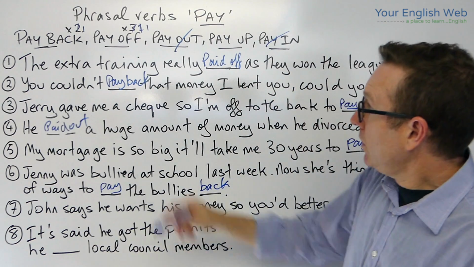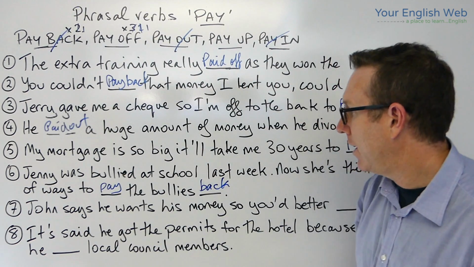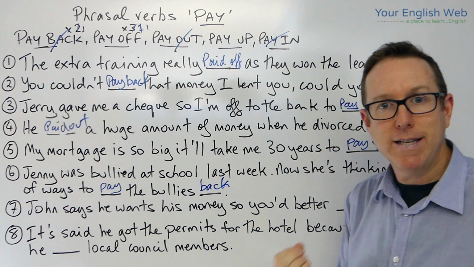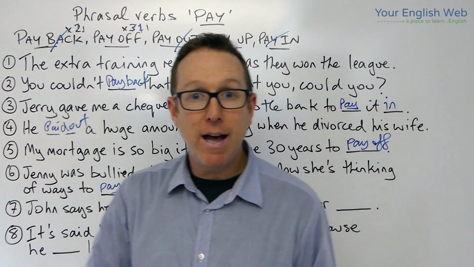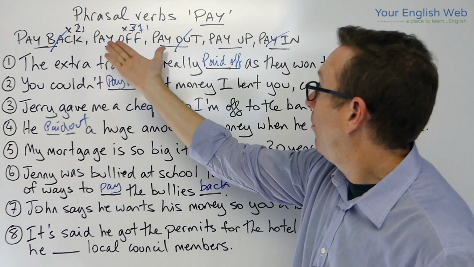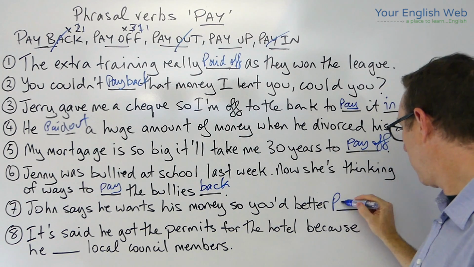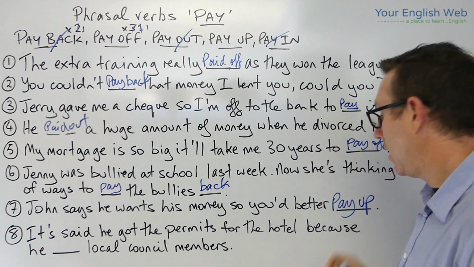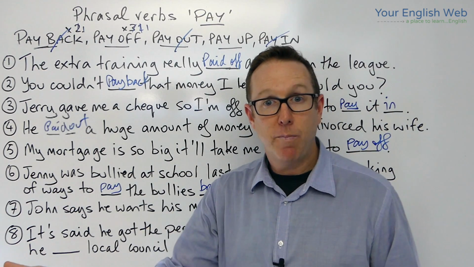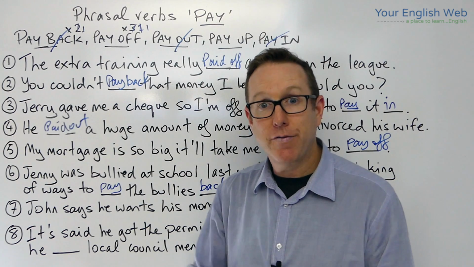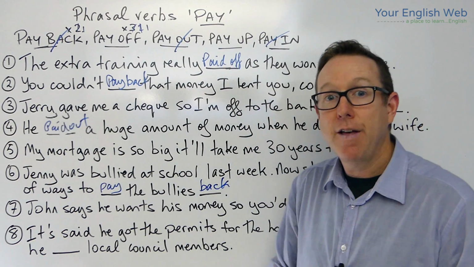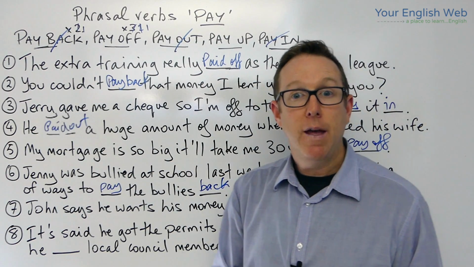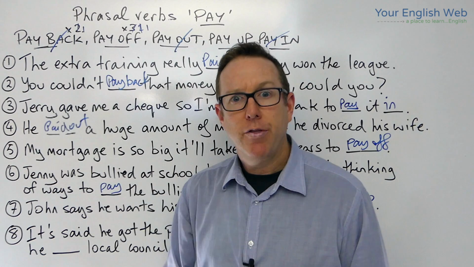Number 7. So we'll cross that off. Payback is now gone. John says he wants his money, so you'd better what? He wants his money now, so you had better pay. Which one? Pay off or pay up? Which one? Pay up. Good. Again, somebody gives you some money. They want the money back. Okay, you have to pay that money back to them, or you have to pay the money up. He wants the money back. Pay it up. Okay, so that would be how we use that phrasal verb. Pay up the money that you owe.